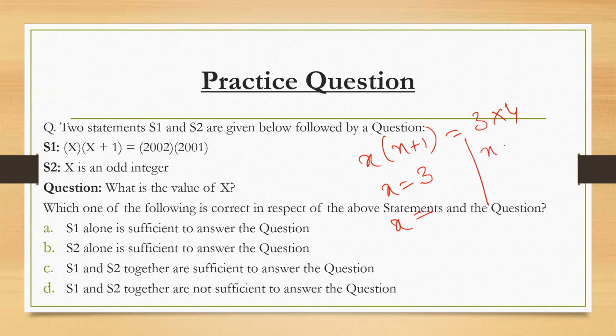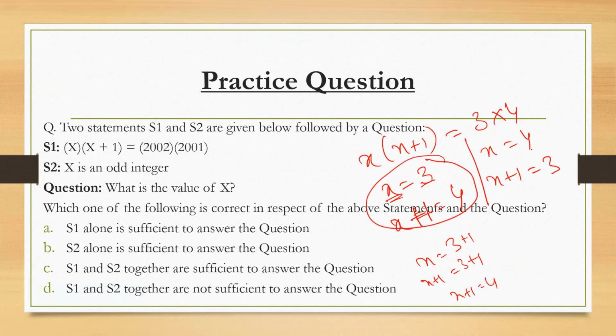X is 3 and x is 4. Only two possibilities. In such a scenario, x plus 1 here is the remaining one, 4, or x plus 1 here is 3. But now see here, based on logic, if x is 3, x plus 1 will be what? X is 3, then x plus 1 is 4. So this is valid.